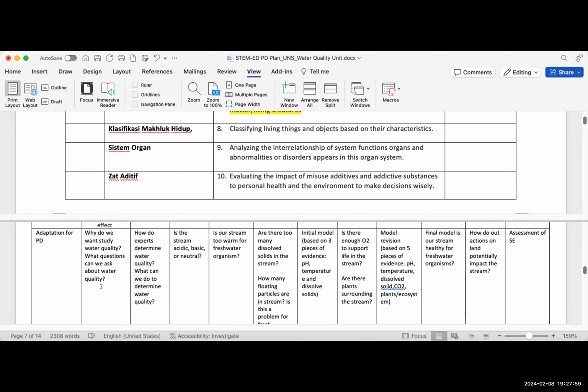So for the unit, it sounds like there are two phenomena: the underground water, and also polluted waters from industry? Or is it really focusing on the underground water, or the river? Okay. So I think the asking questions, go ahead.